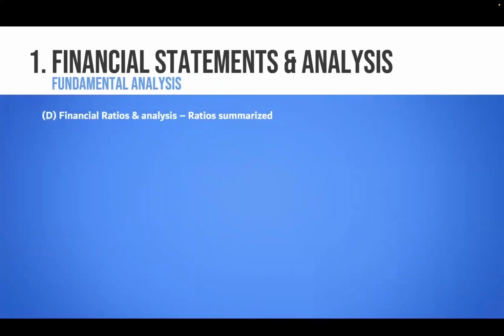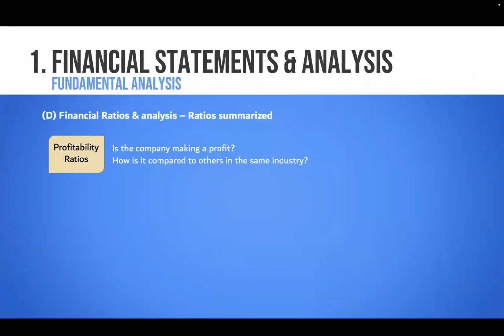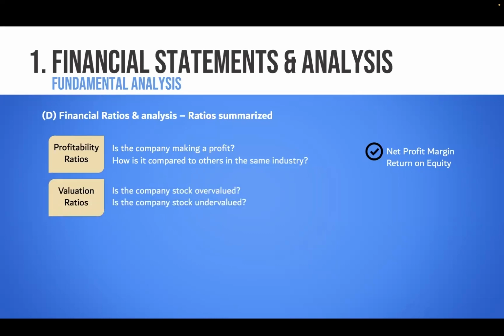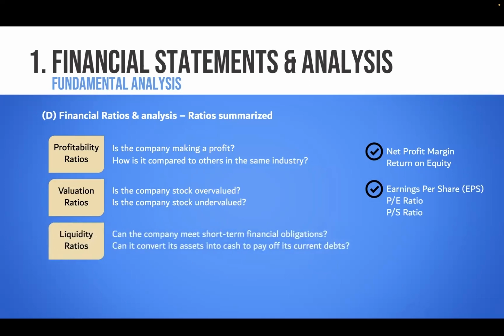All right, so let's summarize. Profitability ratios help find out whether the company is making profit or not. Those are net profit margin, return on equity, and there are many more, okay? These are the best and the most popular ones that I've chosen. Valuation ratios tell how the stock price is: is it overvalued or undervalued? We have three ratios here: EPS, PE, PS, very popular.